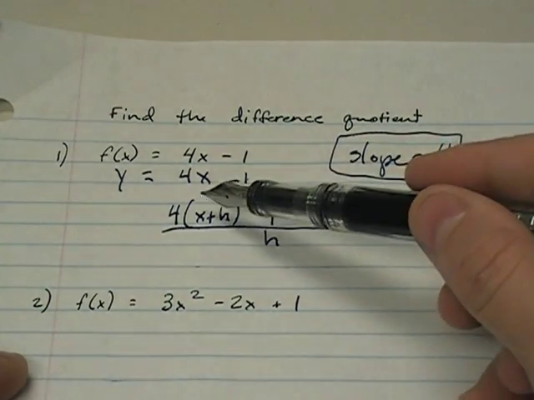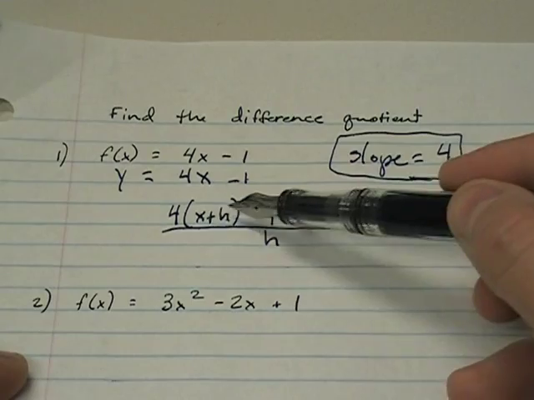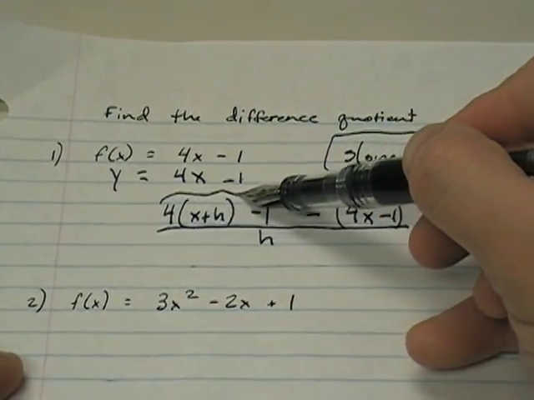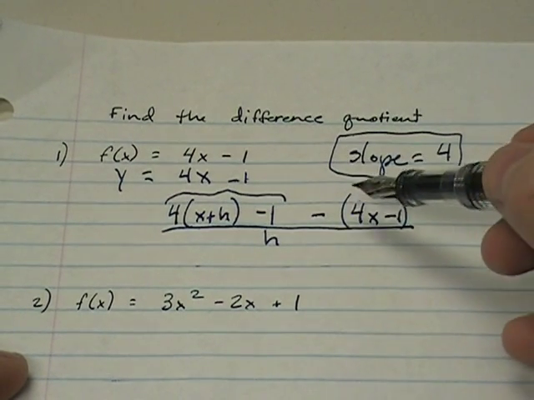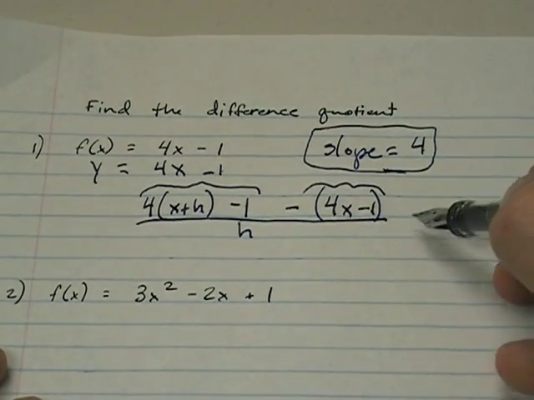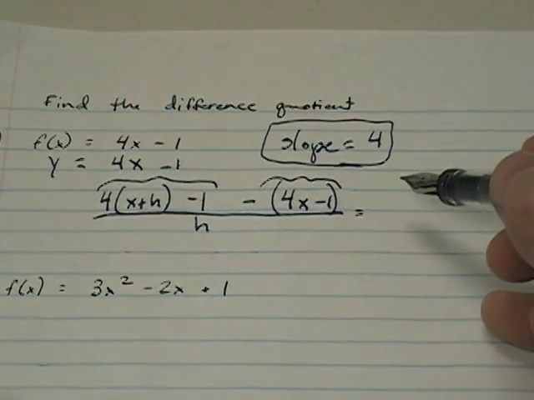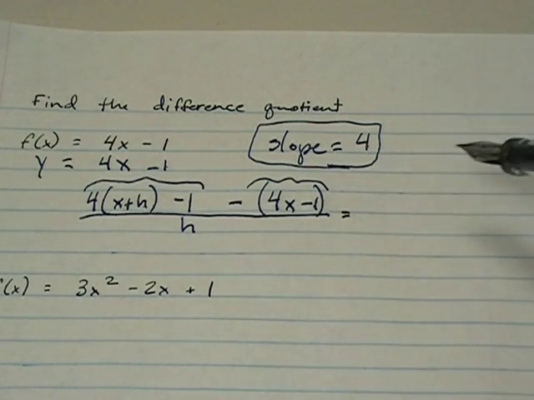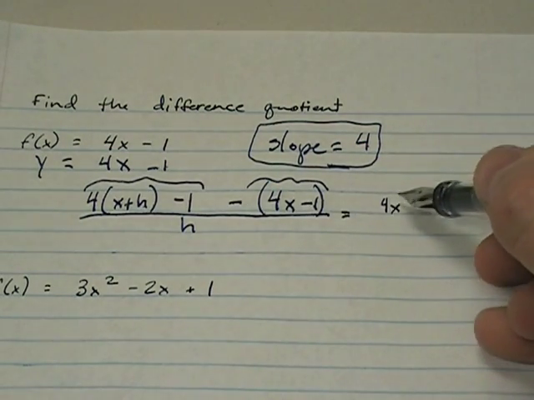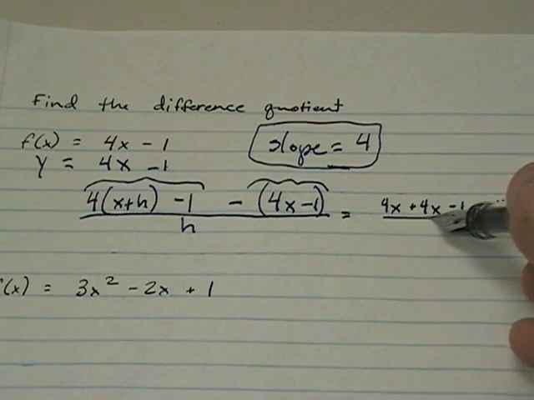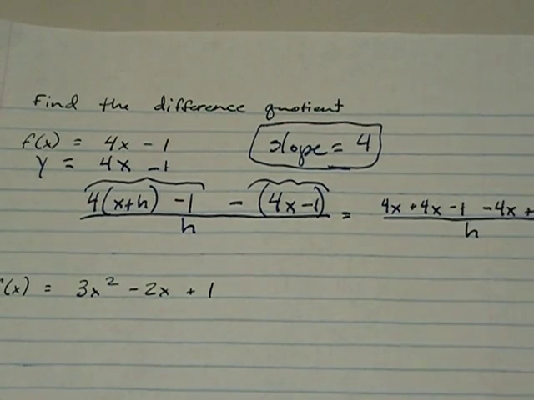Now what are we doing here? We're saying everywhere you have x, put x plus h. This here is f of x plus h. And then this here is f of x. Now, of course, we want to combine some like terms and get rid of some of this stuff. So I'm going to distribute here, and I'm going to distribute this negative here. And I get 4x plus 4h minus 1 minus 4x plus 1 all over h.